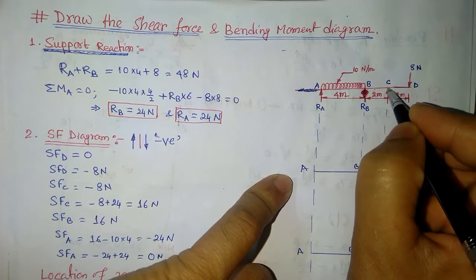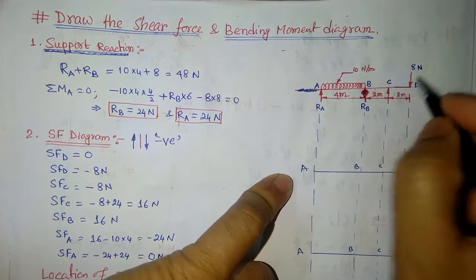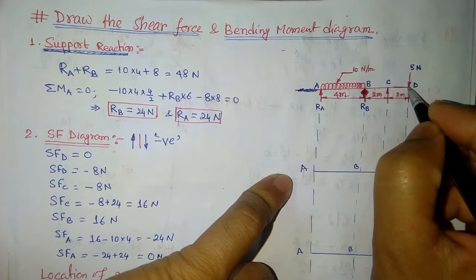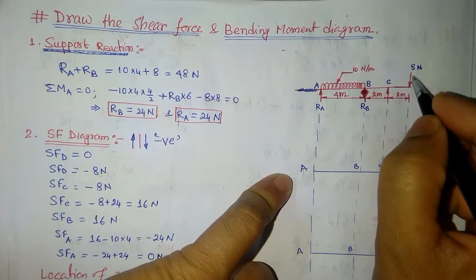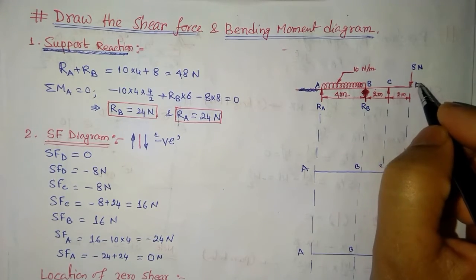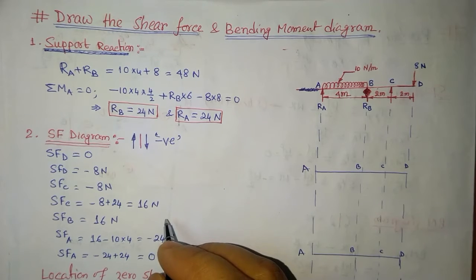at point C there is a support, and at point A there is a support. And at point D, that is the overhang condition, there is a concentrated load of 8 Newton acting. So we have to draw the shear force and bending moment diagram. Let's see how the shear force and bending moment diagram will be.